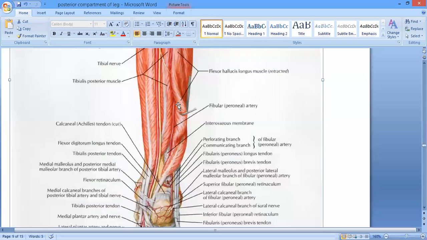Okay, so now the branches of the peroneal artery. What were the branches of the peroneal artery? First of all, while running in the posterior compartment, it is going to supply the muscles of the posterior compartment. So it gives muscular branches to the posterior compartment and the lateral compartment. Okay. Number 2, it is going to give the nutrient branch to the fibula.